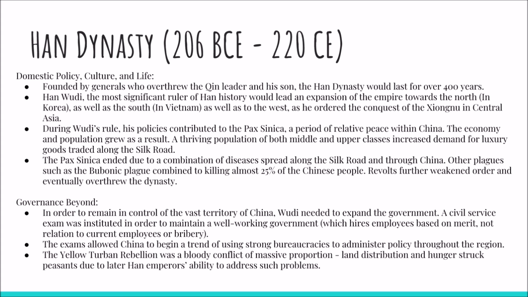Revolts such as the Yellow Turban Rebellion were bloody conflicts of massive proportion. Land distribution and hunger struck peasants due to later Han emperors' inability to address such problems, which soon contributed to the fall of the empire.